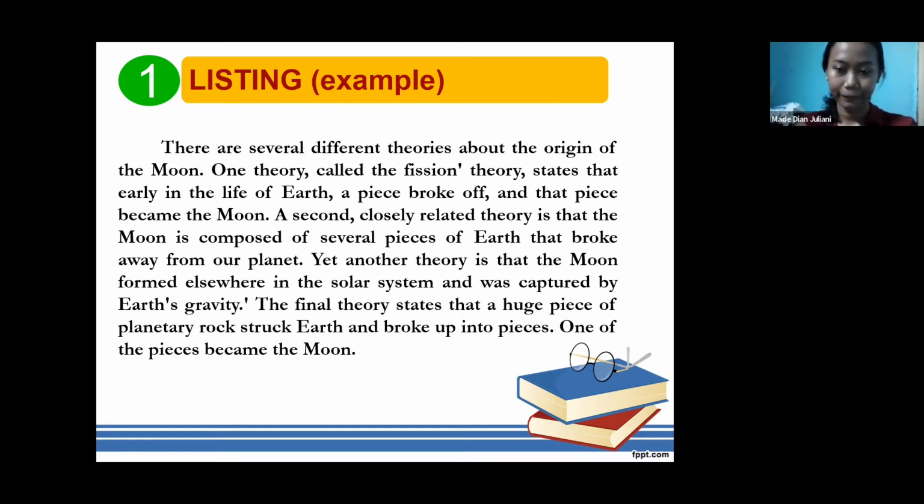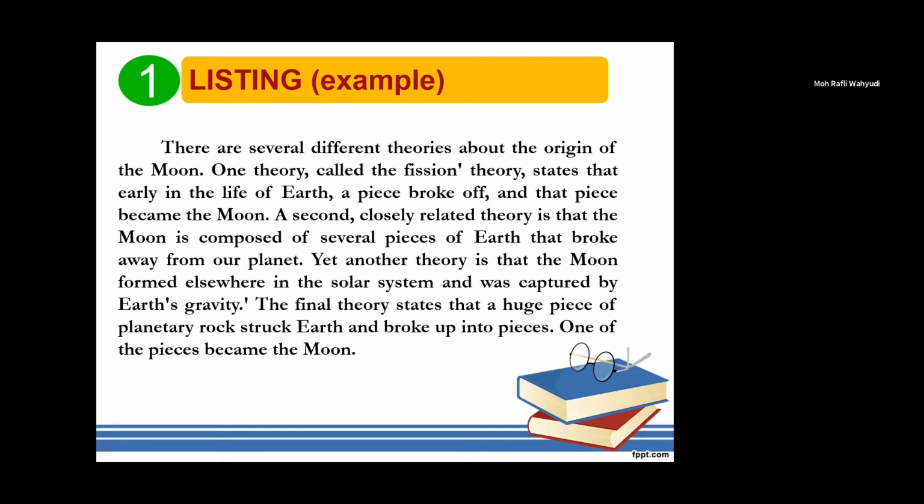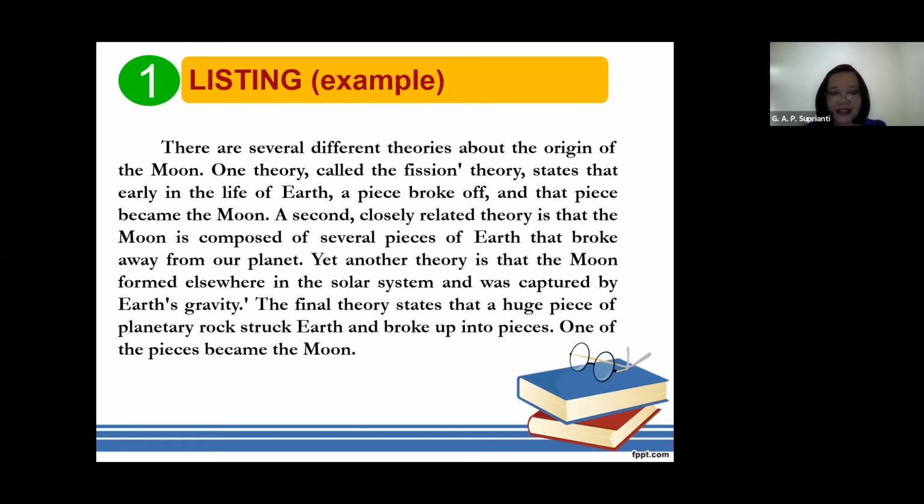Then, Rafli. Yes, Miss. Would you like to mention the next theory? The next theory starts with a second closely related theory: the moon is composed of several pieces of the Earth that broke away from our planet. Thank you, Rafli. So the second theory is that the moon is composed of several pieces of Earth that broke away from our planet. Two theories already.